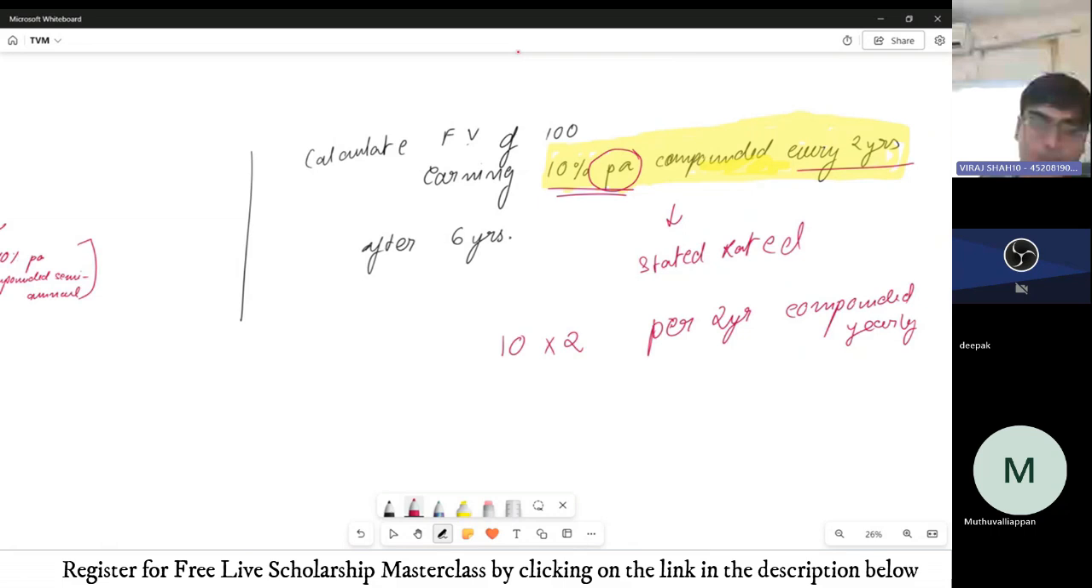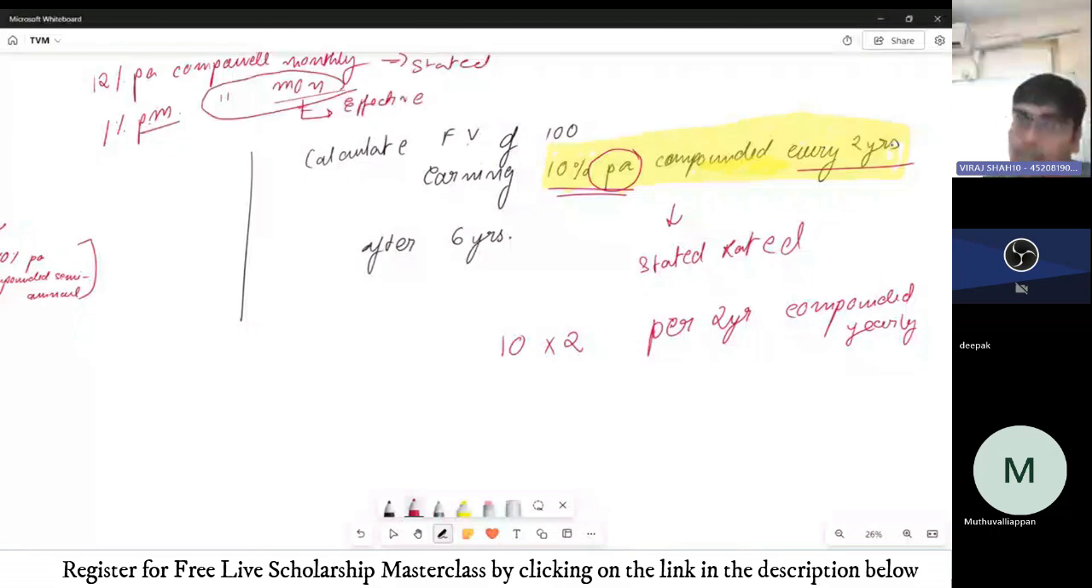12% per annum compounded monthly was the stated, and 1% per month is the effective. So in the effective rate, the per and the compounding are consistent. And how do you make it consistent? You always make it consistent to the compounding frequency. So what is the compounding frequency here? Every 2 years है compounding frequency. तो आपको इसको consistent बनाना होगा. Per annum को आपको every 2 years से consistent बनाना होगा. Which is why you multiply it by 2. Clear?